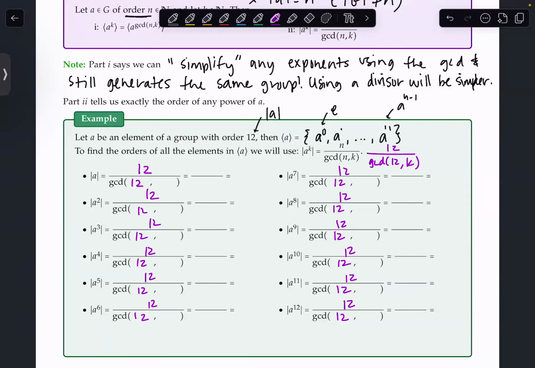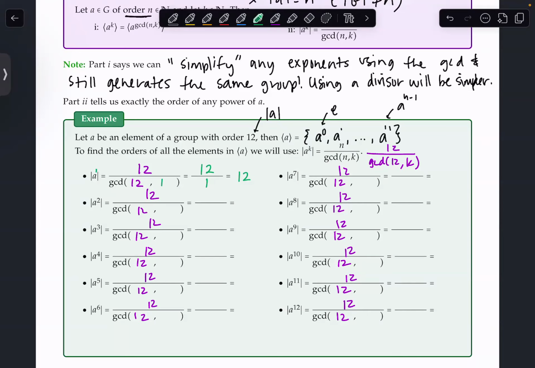Okay, so let's start with the first one. Here, what is my K value and where do I find it? It's the power on A, which is just 1 here. So I'm going to plug in a 1 here. And so I'm going to do 12 divided by which number? 1, right? The GCD of 12 and 1 is exactly 1. So when I divide these, I get back 12, which I should get because I'm already assuming the order of A is equal to 12. But this still gives me the correct formula. The formula does work even when I have A to the first power here.